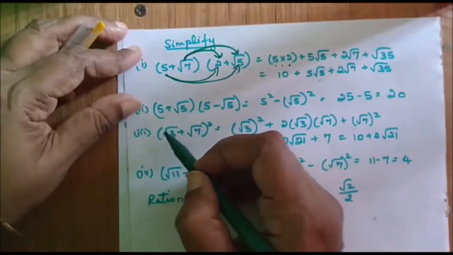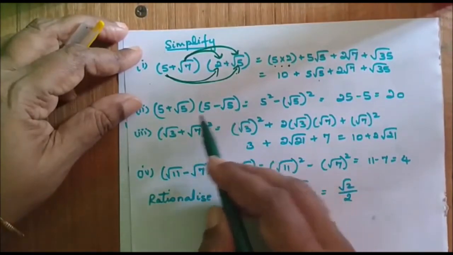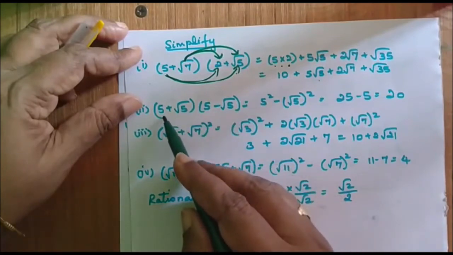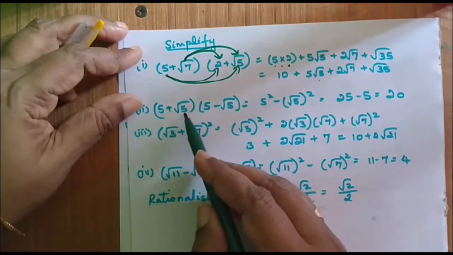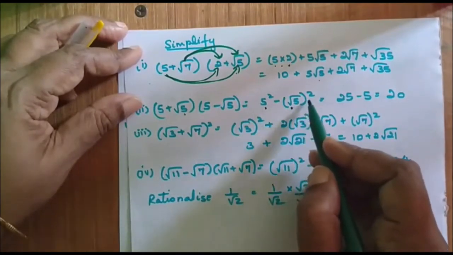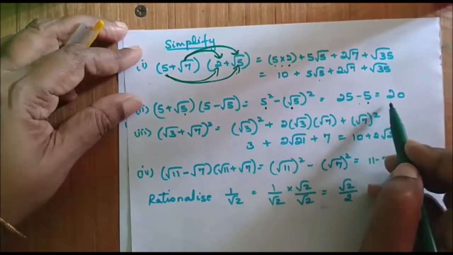Now we will do the next identity. (5 plus root 5) into (5 minus root 5). This is of the form a squared minus b squared, where a is 5 and b is root 5. So 5 squared I have written, root 5 the whole squared, nothing but 25 minus 5, which is equal to 20.